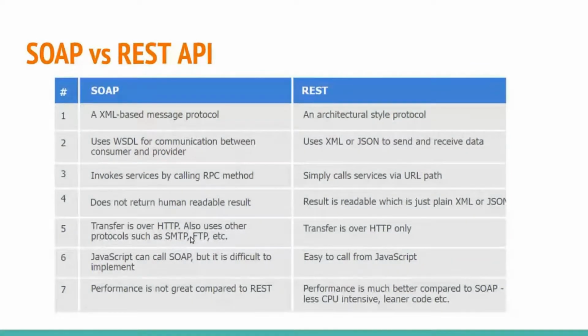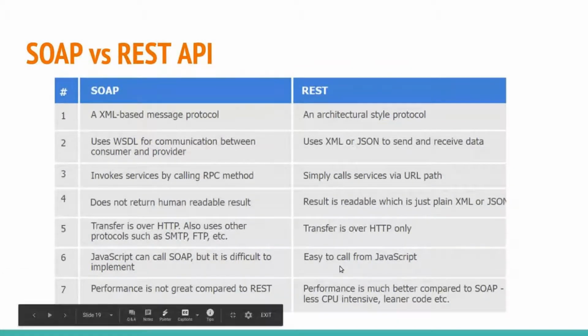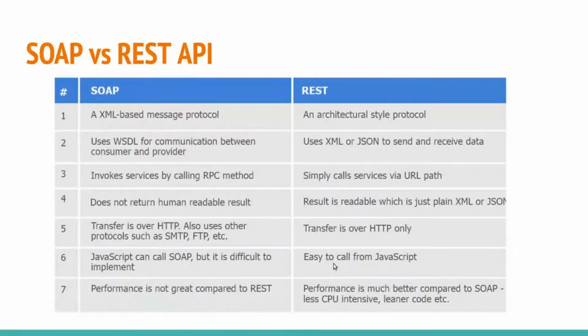FTP is file transfer protocol, where you transfer a single file from one computer to another. And SMTP is simple mail transfer protocol, which is used for email. So it is not that SOAP is not used. SOAP is also very popular, but in web development we basically use REST nowadays. REST is easier with JavaScript, and performance is also better. REST came later and became popular.